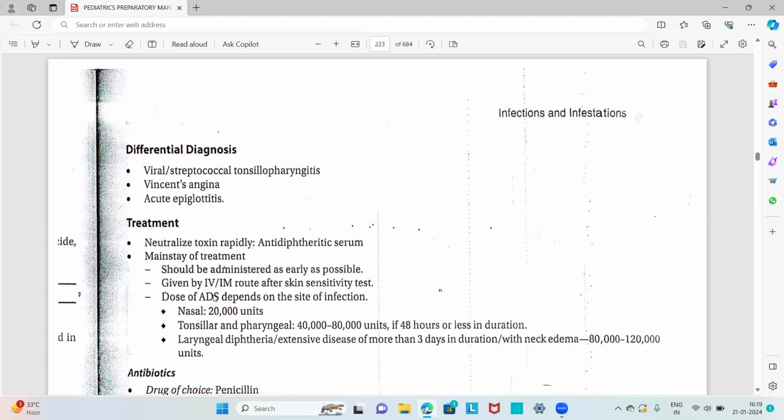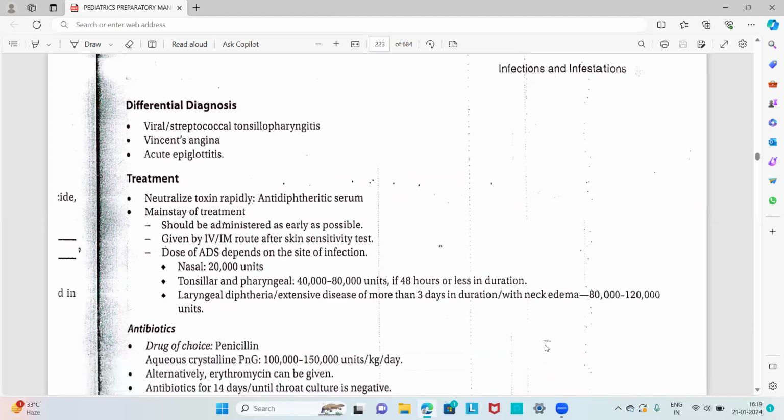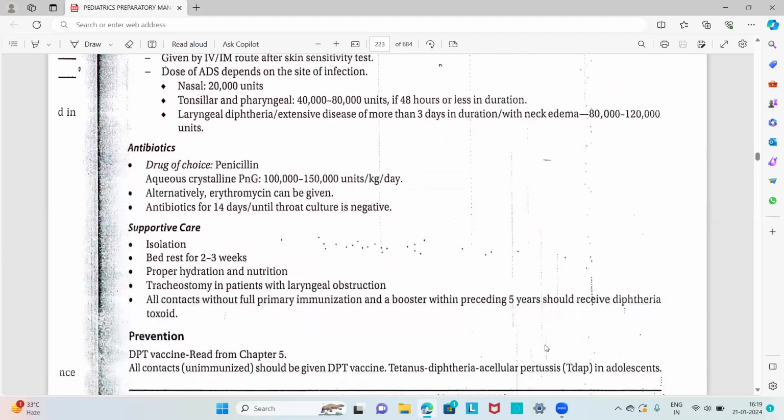The dose of the anti-diphtheric serum depends upon the site of the infection. If the infection is in the nasal area, we have to give 20,000 units of anti-diphtheric serum. If the tonsillar and pharyngeal site is involved, 40,000 to 80,000 units is given if it is 48 hours or less in duration. In case of laryngeal diphtheria, or extensive disease of more than 3 days in duration, or with neck edema, we have to give 80,000 to 1,20,000 units of anti-diphtheric serum.